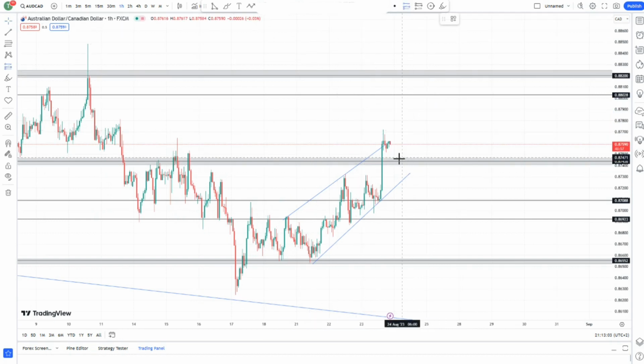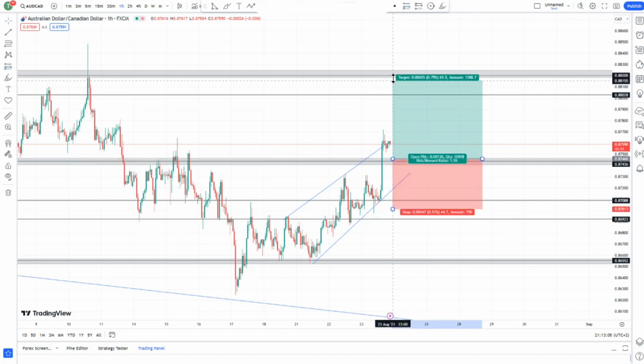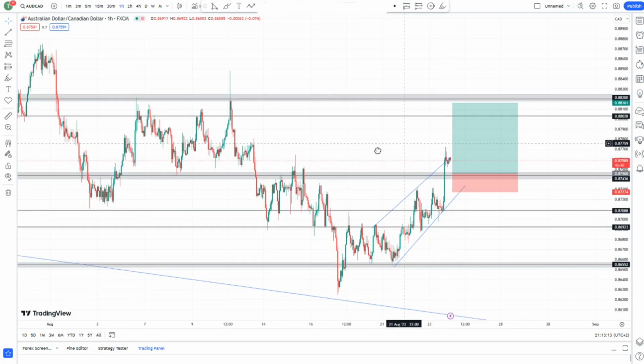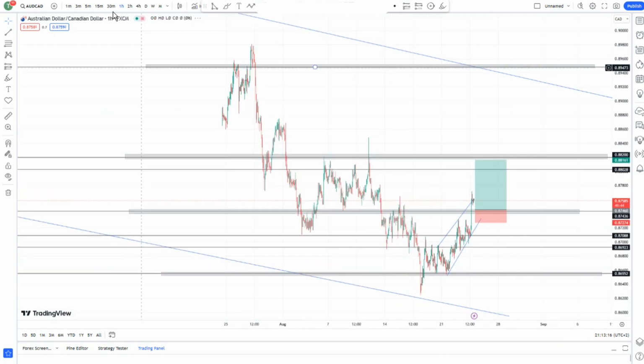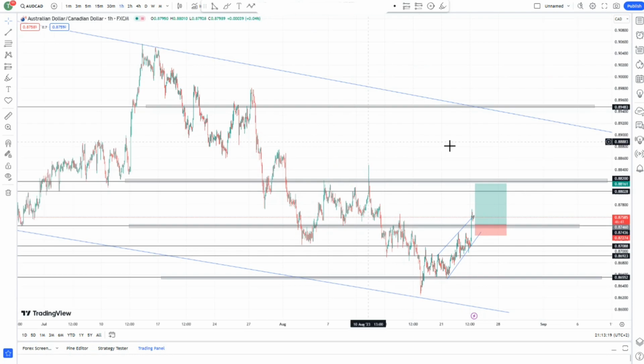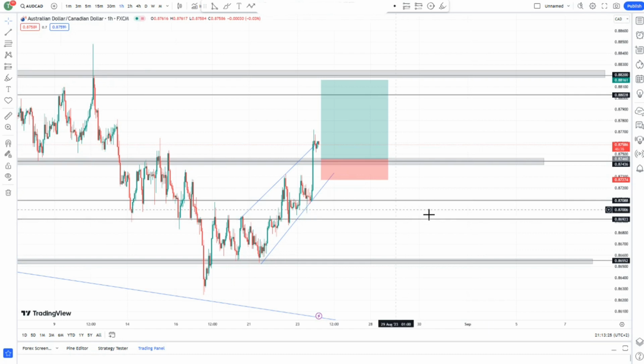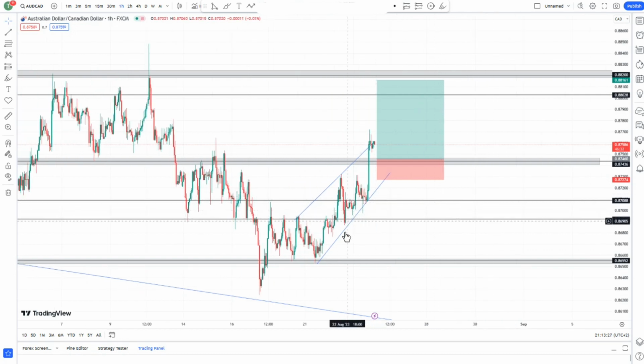So maybe you'd have a trade running from here, and you'd be looking to go long. And this is on the 1 hour time frame. I don't really think we need to go to the 15-minute time frame or the 30-minute time frame here. I think everything is actually clear.